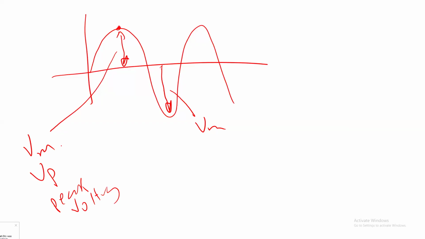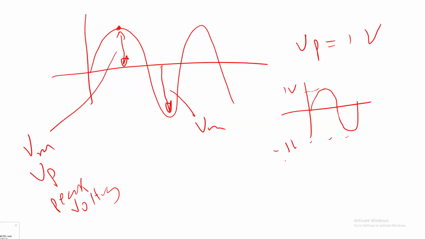So actually VP or VM is the peak or maximum voltage. For example, if I tell you VP equals 1 volt, that means this one is going to go to 1 volt, and this one should also be negative 1 volt. They are the same.